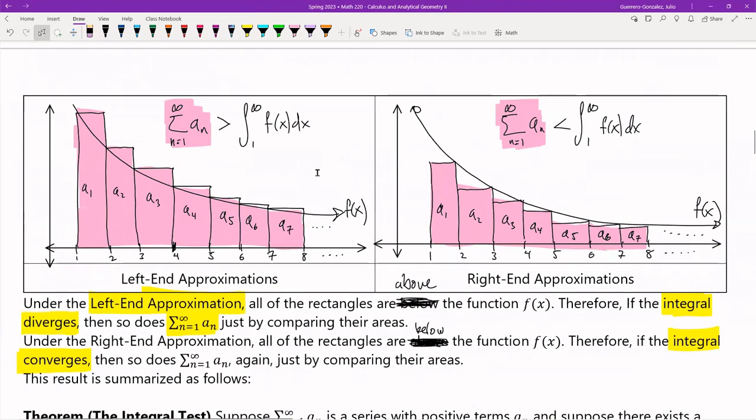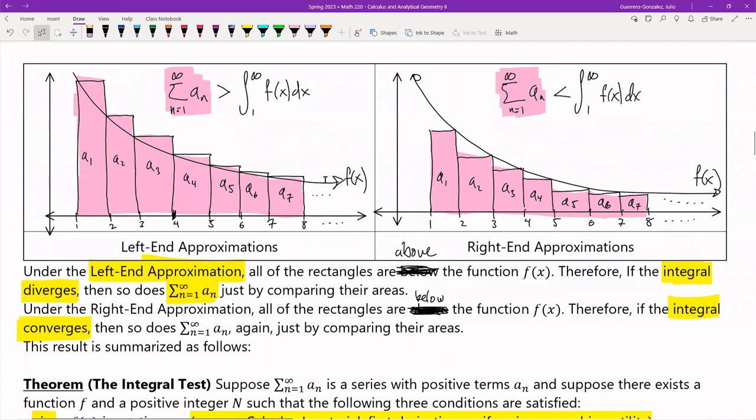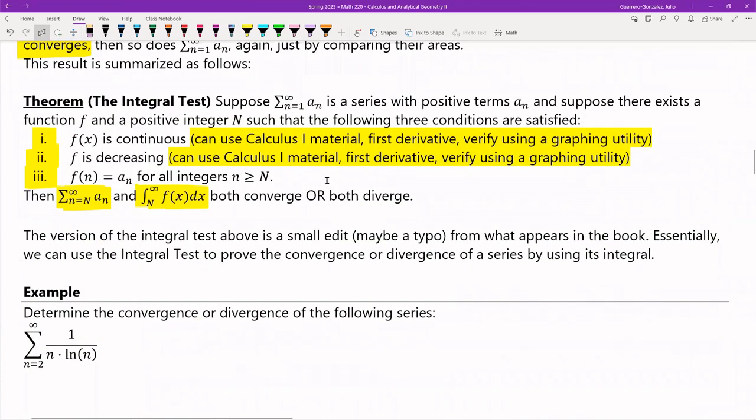That comes from our comparing of areas. Okay, so now this is actually pretty cool because now we can determine if a sequence or a series is increasing or decreasing. We can determine whether or not a series is converging or diverging, right? Based off of the integral that's associated with it. Cool? Okay.